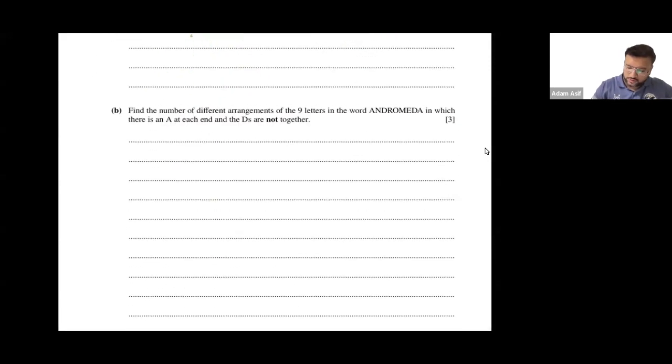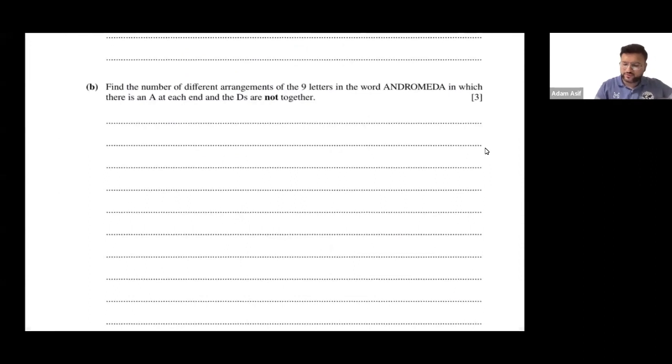Now, for the second part, find the number of different arrangements of the 9 letters in the word in which there is an A at each end and the D's are not together. Okay. Besides D's, if you remove the D's, there are going to be 7 letters. 1, 2, 3, 4, 5, 6, 7. A has to be at the end. And D's are not to be together. So the possible positions for D's are these.